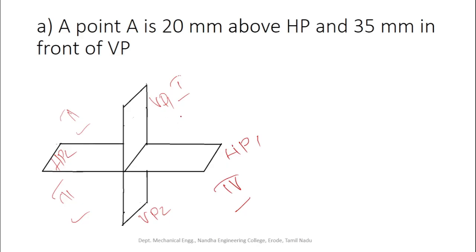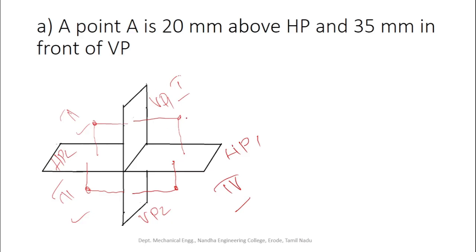If the object is placed in the first quadrant, the front view will be projected over the vertical plane 1, and the top view will be projected in horizontal plane 1. If the object is placed in the second quadrant, the front view will be projected in vertical plane 1, and the top view will be projected in horizontal plane 2. If the object is placed in the third quadrant, the front view will be projected in vertical plane 2, and the top view will be projected in horizontal plane 2. If the object is placed in the fourth quadrant, the front view will be projected in vertical plane 2, and the top view will be projected over horizontal plane 1.